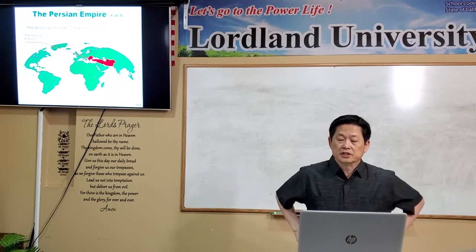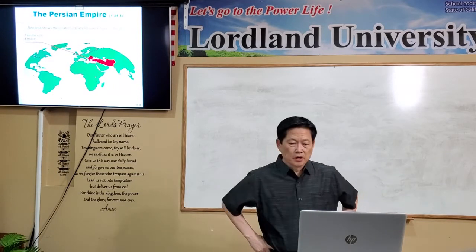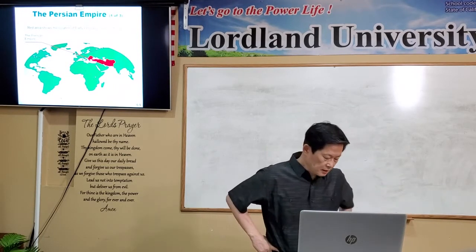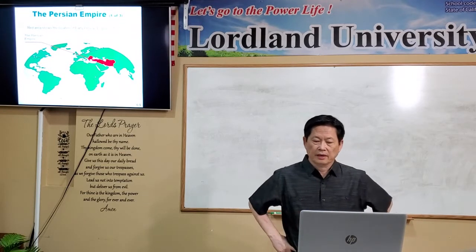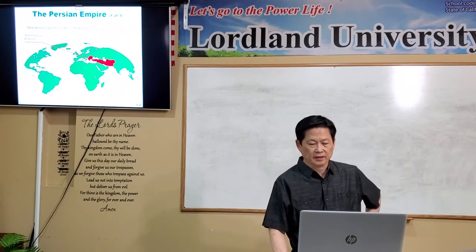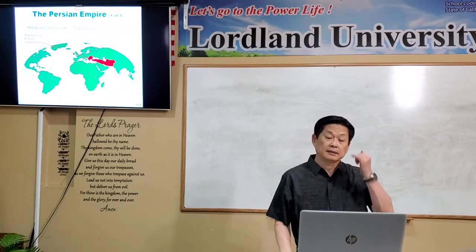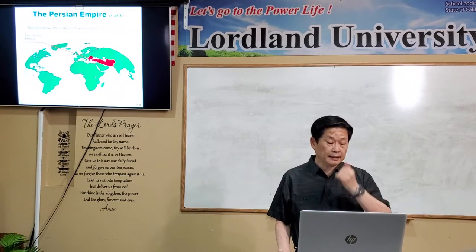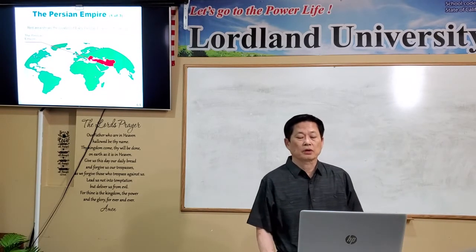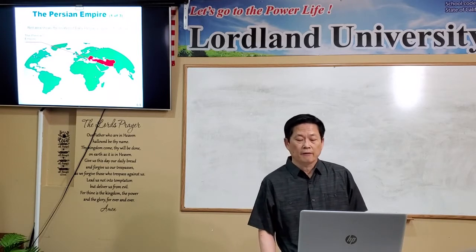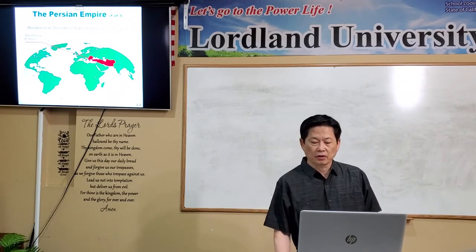Okay, this map shows the ancient Persian Empire. The red color area shows the location of the early Persian Empire on the globe.